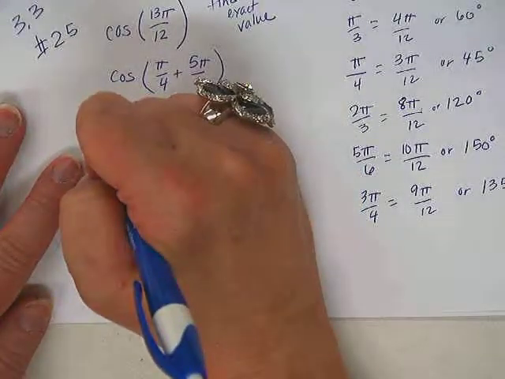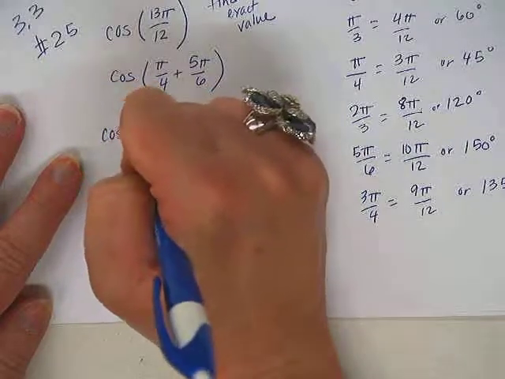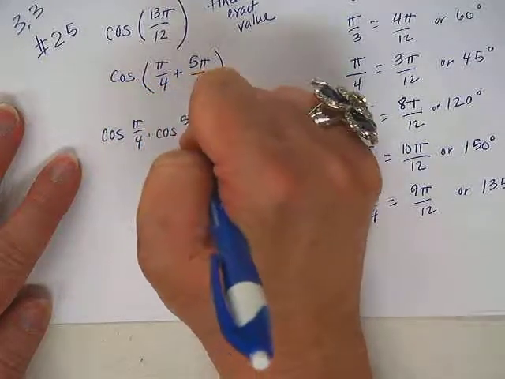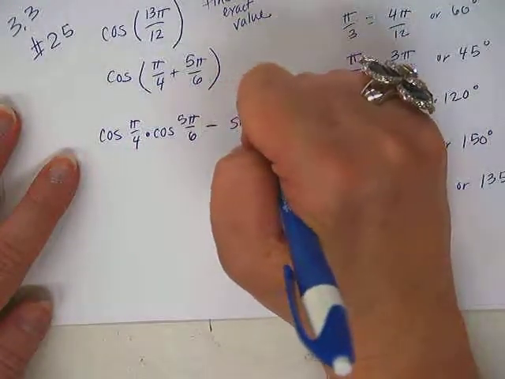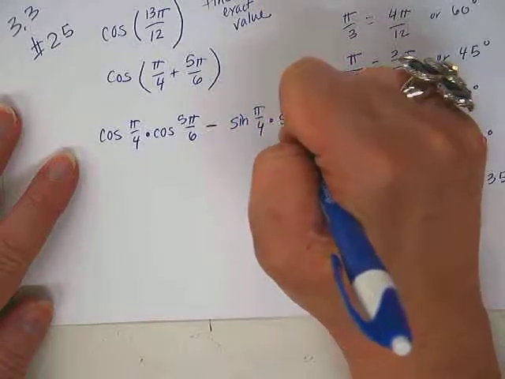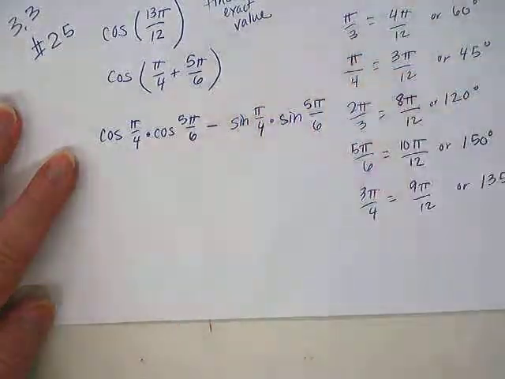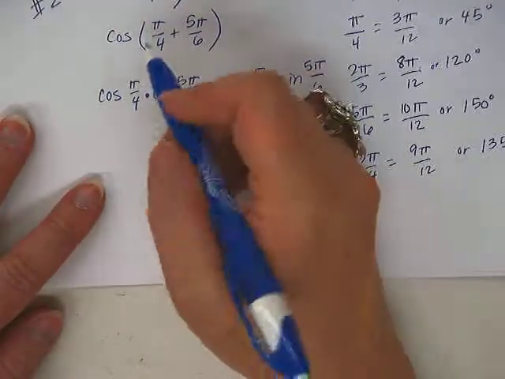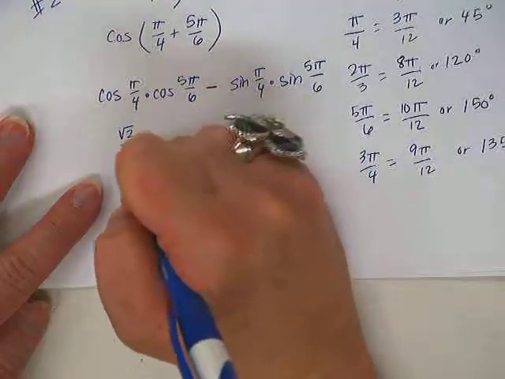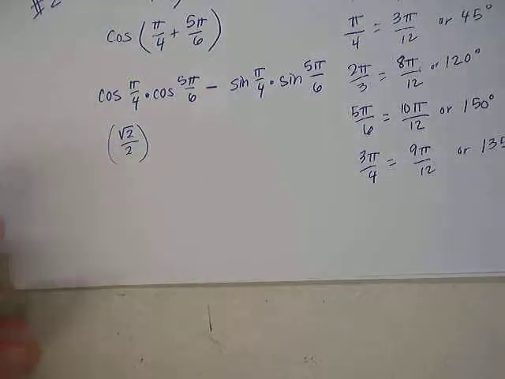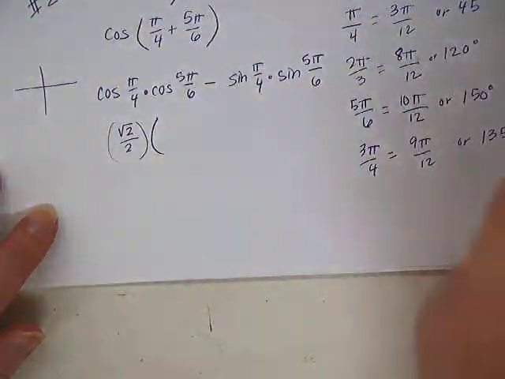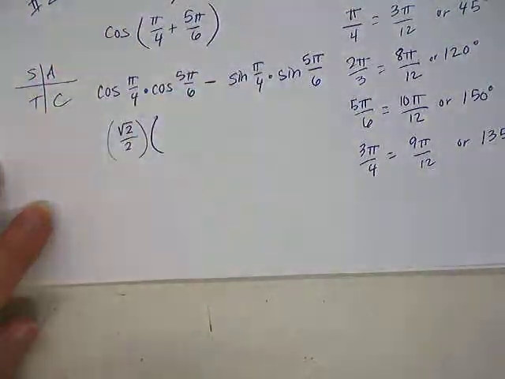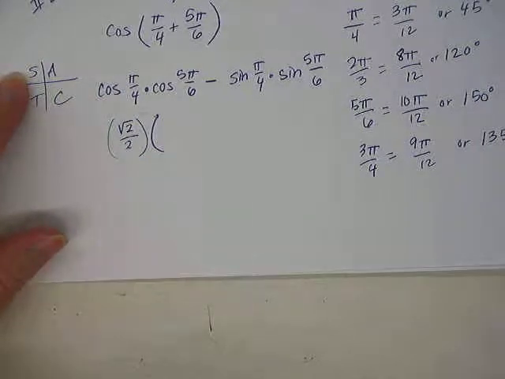Okay. So then we use our sum identity. Cosine of pi fourths times the cosine of 5 pi 6, and then minus, did you guys memorize it? Sine of pi fourths times sine of 5 pi 6, correct? Okay, so the cosine of pi fourths is square root of 2 over 2, because that's your 45-degree angle.